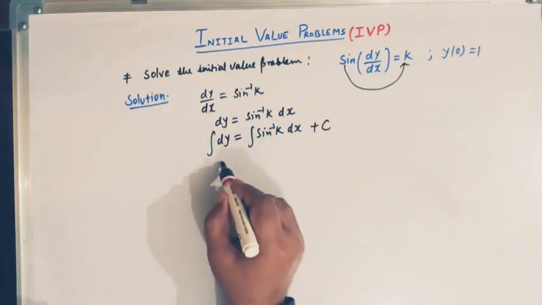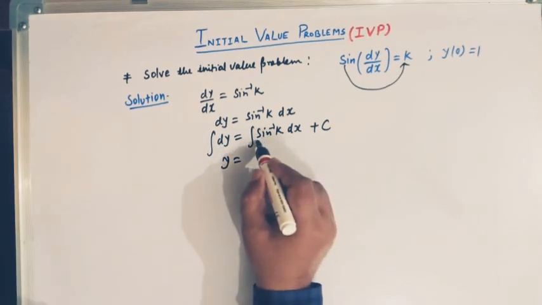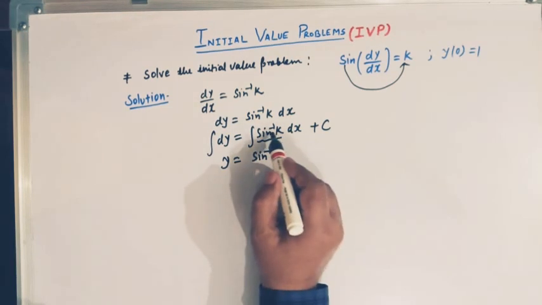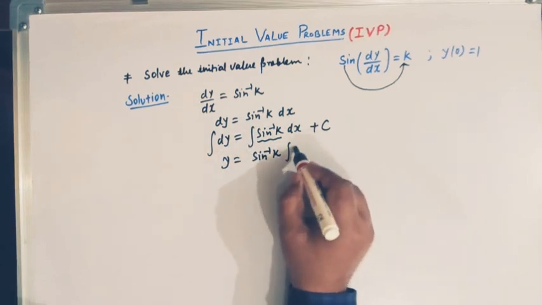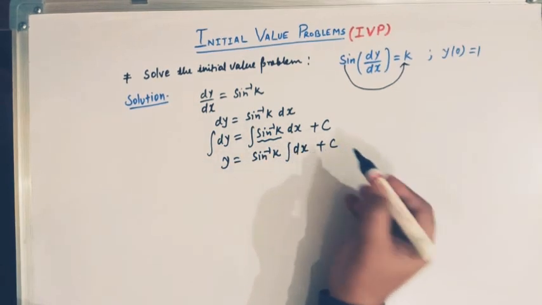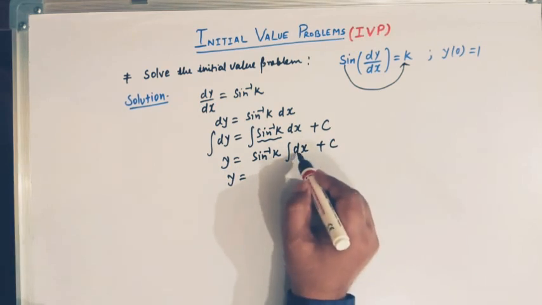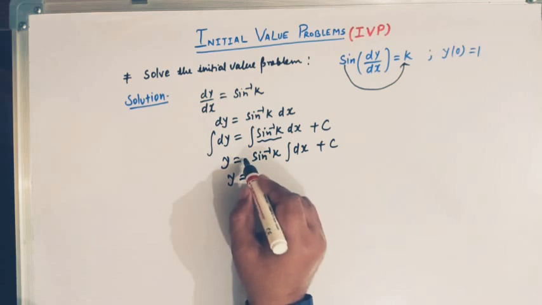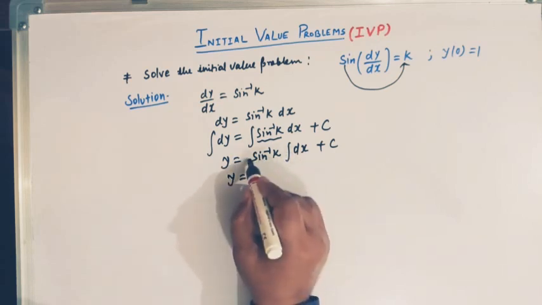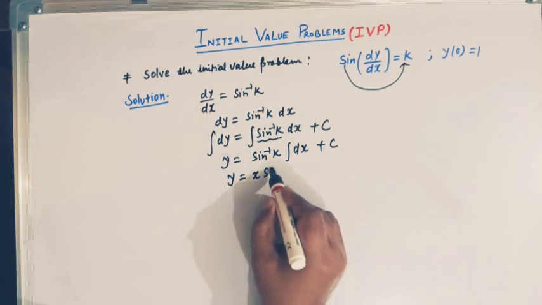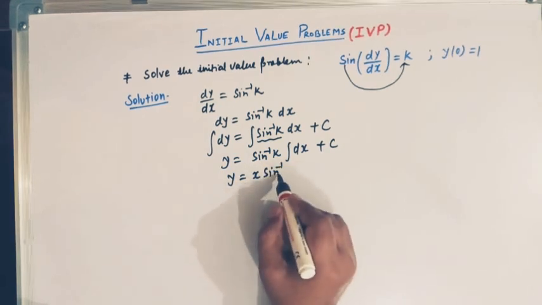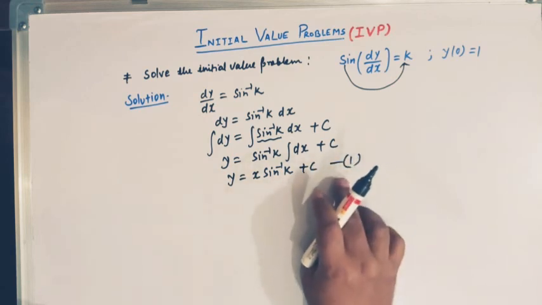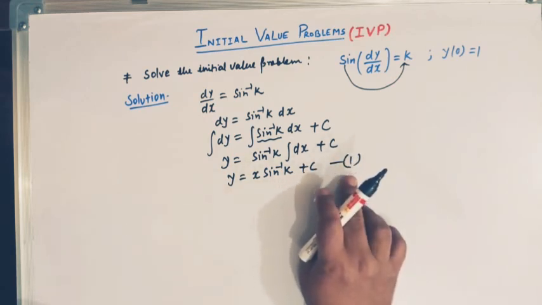Now the integral of dy is y, and here this is a constant, so we can write it as sine inverse of k. Taking outside the integral sign, here we have integral of dx plus c. So now the integral of dx is x, so we can write x in front of sine inverse of k. So we have y is equal to x sine inverse k plus c, right? So let us call this as equation number 1, right?